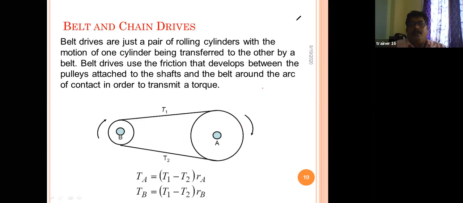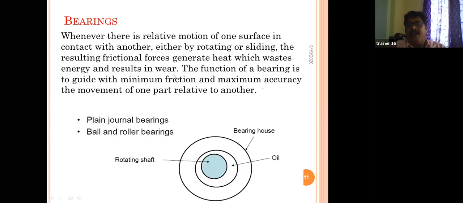And next we have to go for bearings. I told you that this bearing housing is here. See, the shaft is rotating, and this is oil, to reduce the wear. So this is also one of the mechanical actuation systems, to reduce the wear.